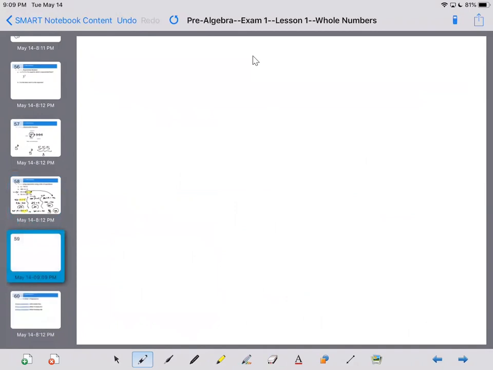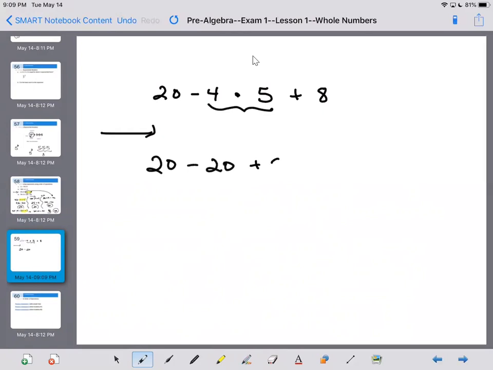And I can make up one here. I could say, well, what's 20 minus 4 multiplied? You can use the dot as well, times 5 plus 8. Well, when you're looking at this left to right, you see subtraction, multiplication, and addition. So you're going to work right here. So that's going to be 20 minus 20 plus 8, because we needed to take care of 4 times 5. Now you're looking left to right. You see subtraction coming first. Doesn't matter. You're still going to work left to right with addition and subtraction. So 20 minus 20 is 0. 0 plus 8, you get 8 as an answer.